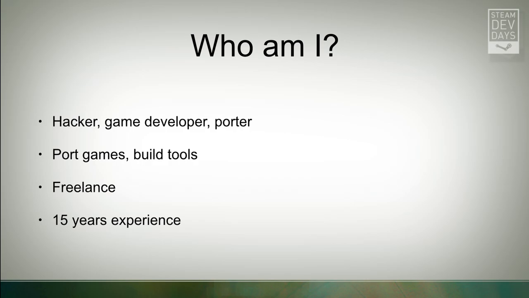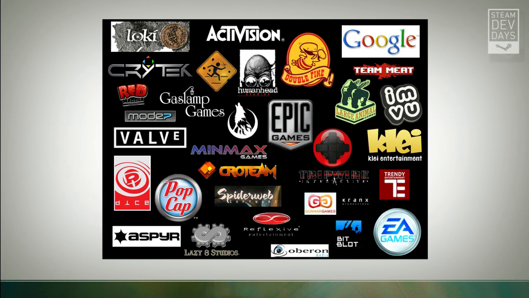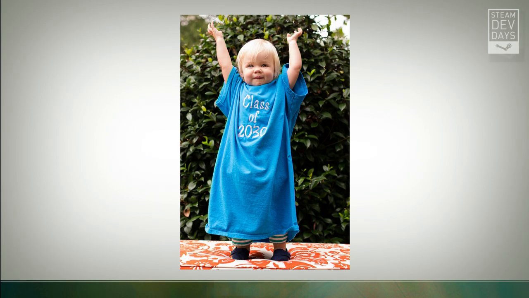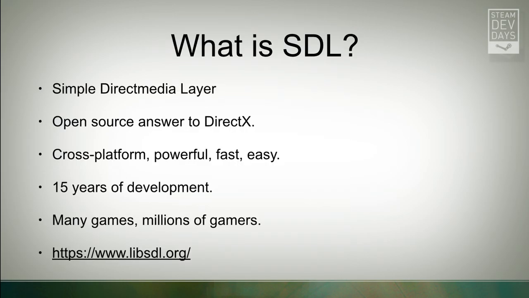Just to give you an idea, this is what my NASCAR jacket looks like. Lots of people, lots of big companies, lots of little companies, lots of games, et cetera. This is my biggest client right now. This is my daughter, Olive. Okay, so anyway, enough about me.